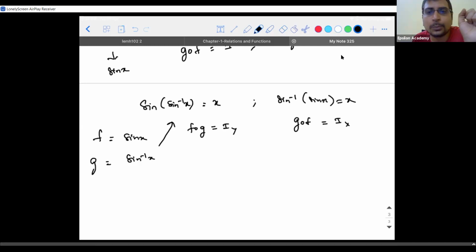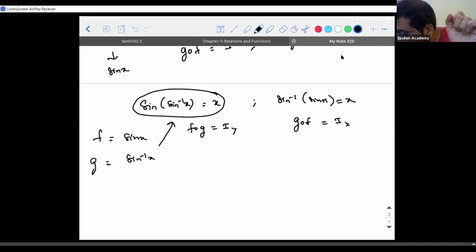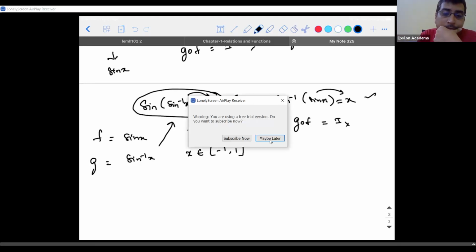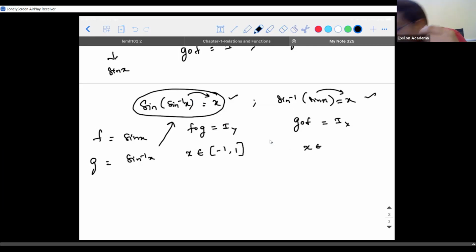So here an important point to be noted is, sin of sin inverse x is giving you x, and sin inverse of sin x is also giving you x. What does this x belong to, and what does this x belong to? This x belongs to anybody. This x belongs to minus 1 to 1. And this x belongs to minus pi by 2 to pi by 2. Are you clear? The biggest confusion I've seen in many people is, they will write x and leave it, but they don't know where that x comes from.